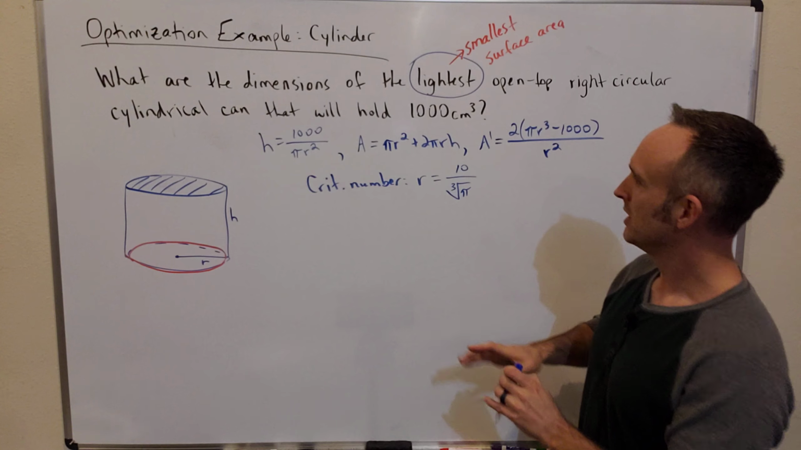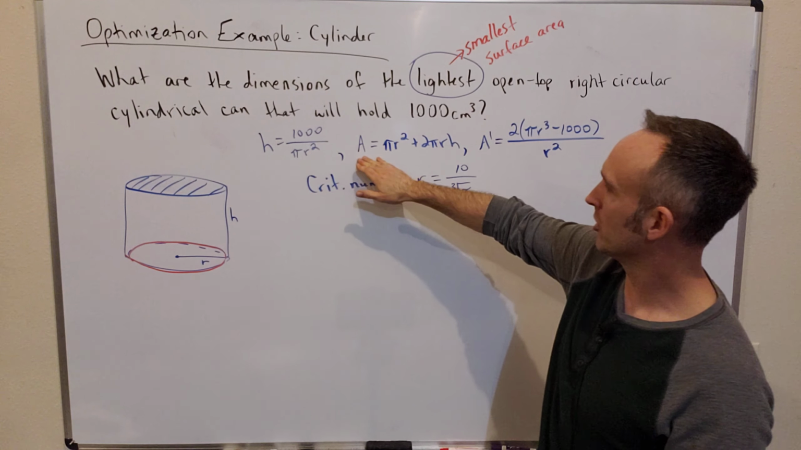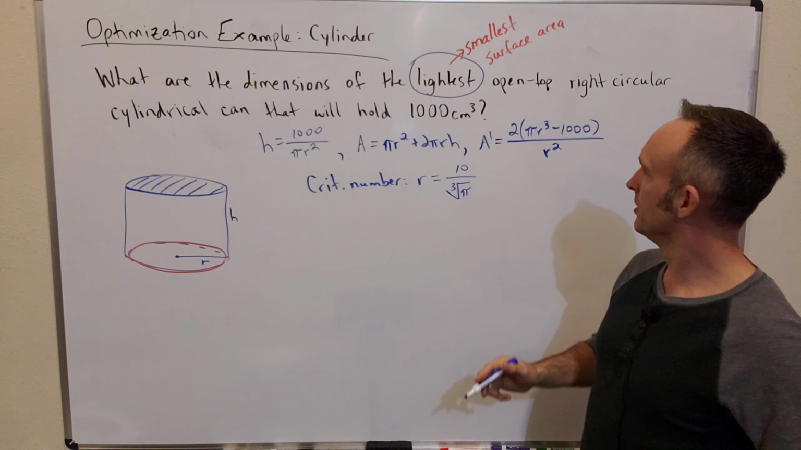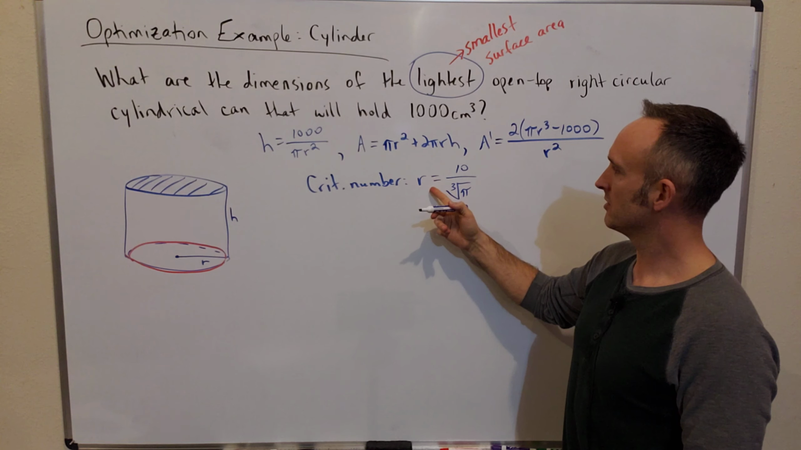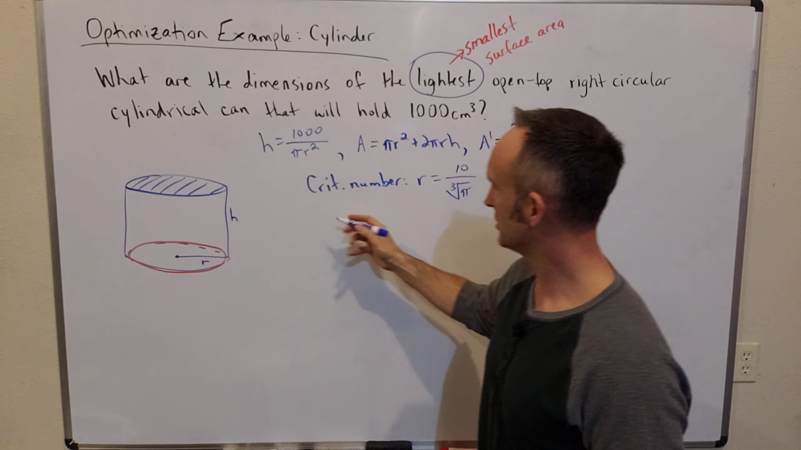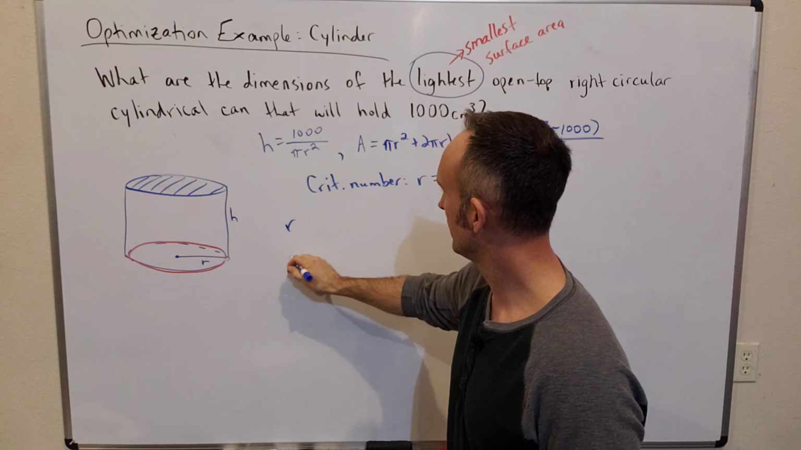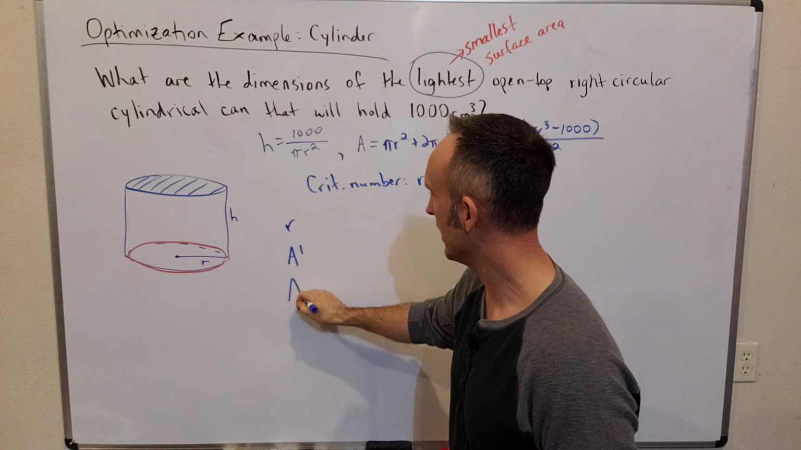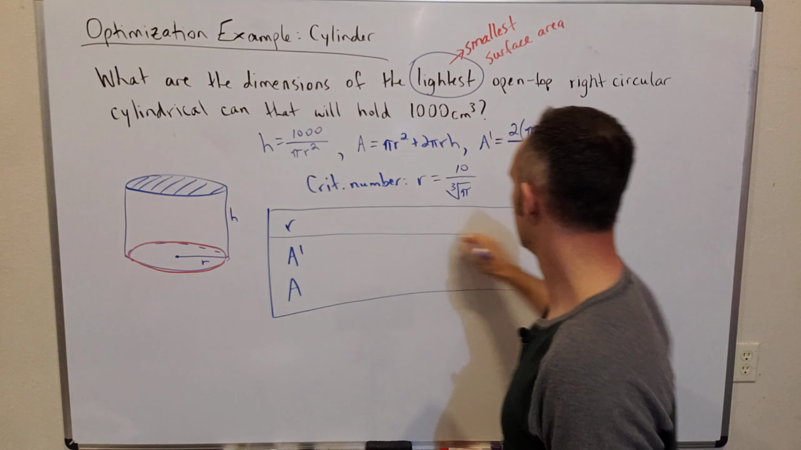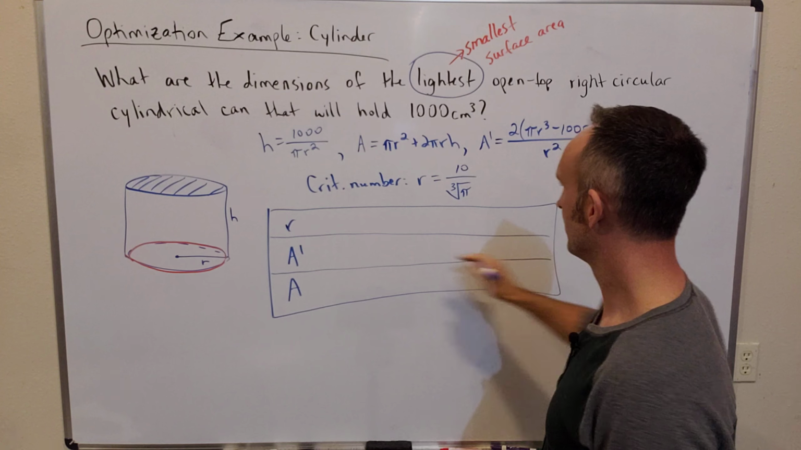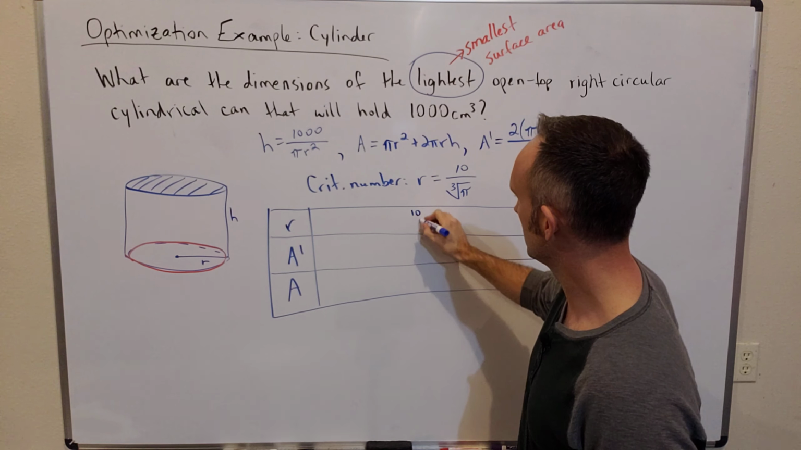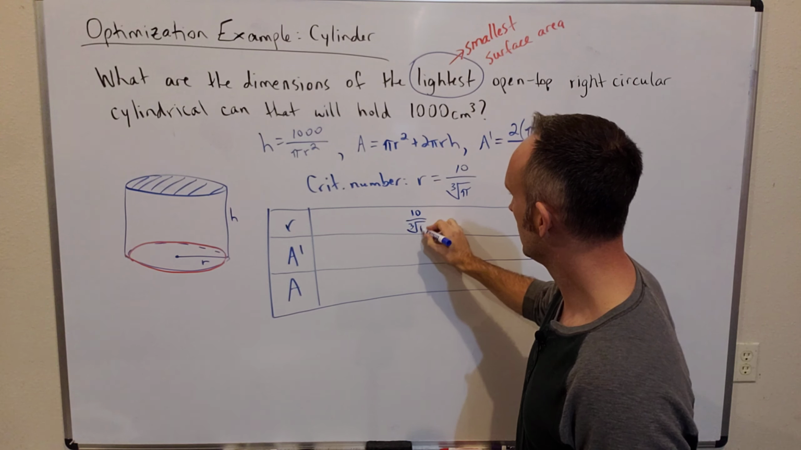Okay, so I've got our expression for h, I've got our area formula, and I've got our derivative formula along with our critical number. So now what we have to do is look at A prime to help us determine when A is increasing and decreasing. So I'll set up my r variable, my A prime, and my A. So I've only got the one critical number, 10 over the cube root of pi.